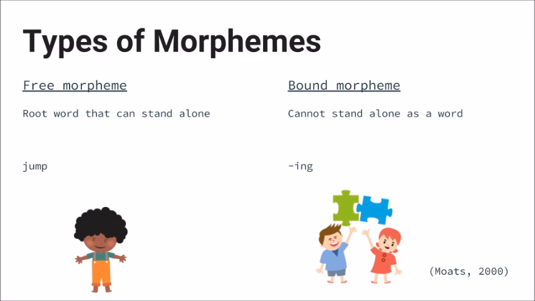There are several types of bound morphemes. Bound roots, inflections, which would be grammatical endings such as ed, est, er, and ing, prefixes, and suffixes are all types of bound morphemes.